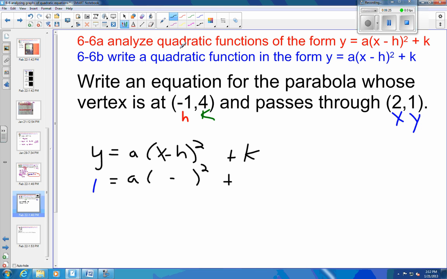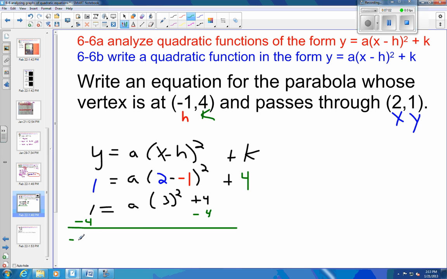The next thing we need to fill in is x. x is 2, h is negative 1, and k is 4. Okay, and then we're ready to solve it. We need to combine some terms here. 2 minus the negative 1 means 2 plus 1, so that's a 3. So we've got 1 is equal to a times 3 squared plus 4. Then I'm going to subtract the 4 from both sides.